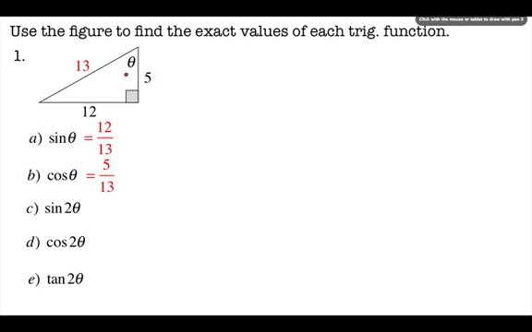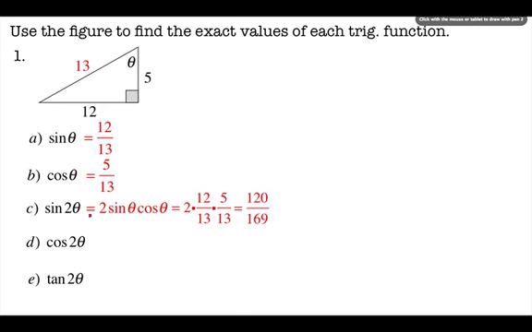Sine of 2 theta. This is theta. This is not 2 theta. This is 90 minus theta. How do we find sine of 2 theta given this triangle? We have to use one of the identities I showed earlier. Sine of 2 theta is equal to 2 times sine theta cosine theta. We know what sine of theta and cosine of theta are. Plug it in, multiply 2 times sine of theta cosine of theta from parts A and B. Simplify, this is your answer.